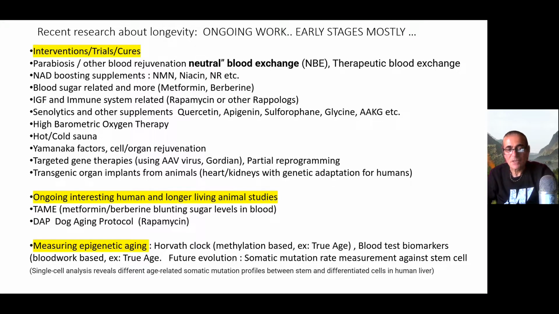Another interesting topic is measuring the epigenetic aging. The Horvath clock can be measured in each different types of cells. We have a Horvath clock methylation. This is a scientific term, but this is very closely able to tell your age based on those numbers. Numbers are not only working for humans but also for animals with Horvath clock.